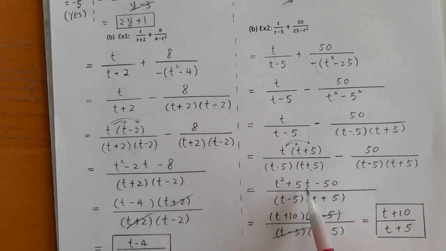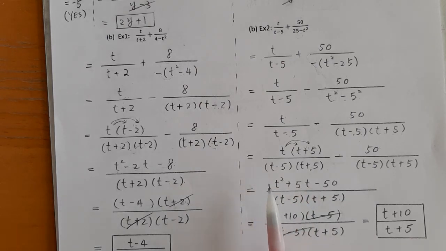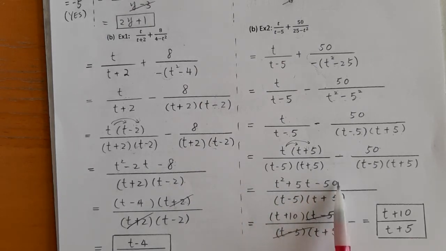Then distribute in. t times t is t squared, and t times 5 is 5t. Subtract 50. Then factor this. Because the leading coefficient is 1, you just need to find two numbers that multiply together to give negative 50 and add together to give positive 5.